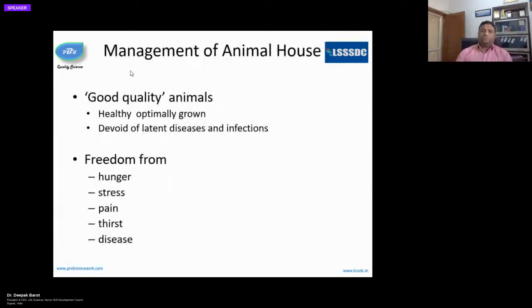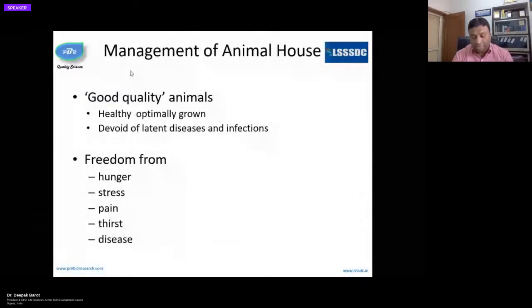In terms of management of the animal house, we want good quality animals, right? Good quality means they should be healthy. As I said, when animals come into the facility for the first time, just keep them in a quarantine room. That's an acclimatization period. Closely watch them, give them sufficient feed and water, and take some blood samples and look for bacterial or virological infections if possible. If they are clean and healthy, after 7 days they can be moved inside the animal facility to other rooms, and they can be utilized for any experimentation.